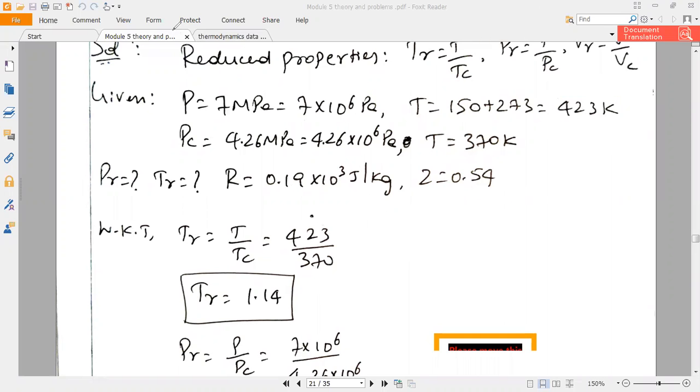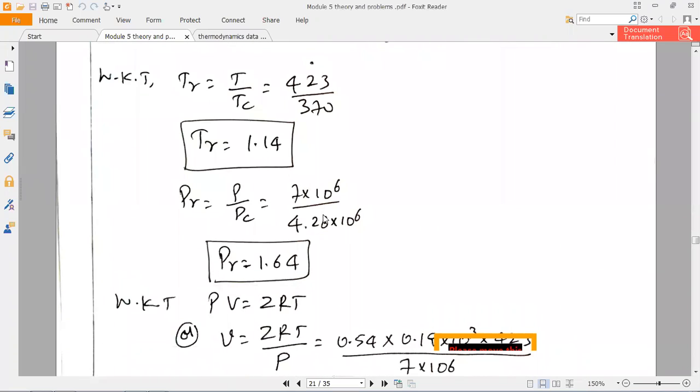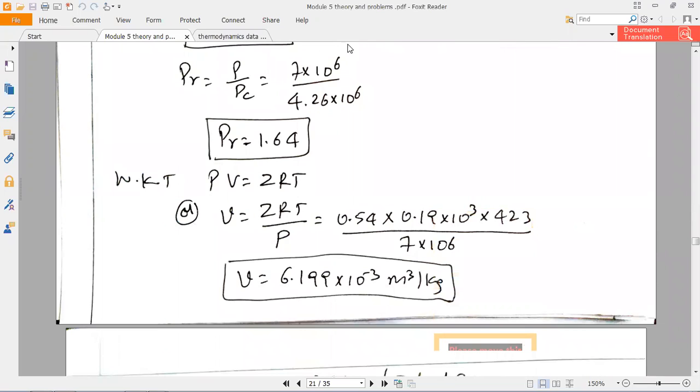Next, reduced pressure PR is equal to P by PC. P is given, PC, the critical pressure, is given. Find out PR. And since the Z value is given, you should use the compressibility factor equation, that is PV is equal to ZRT. This is equation 1. The Z value is already given. V is equal to ZRT by P. Substitute the values and find out the specific volume.